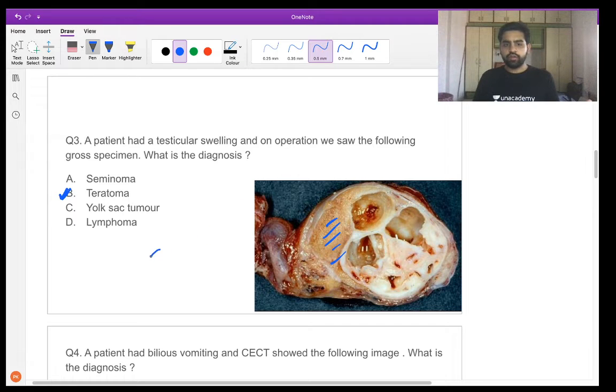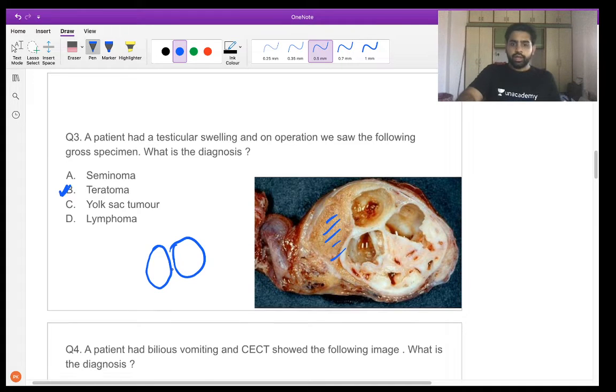Now, if they would have shown you the gross specimen with a homogeneous appearance of the testes, with no deformation in the shape of the testes, then it would have been seminoma. Okay, so the homogeneous testes, that is a seminoma. I hope you understand this. Okay. Right, now moving on.